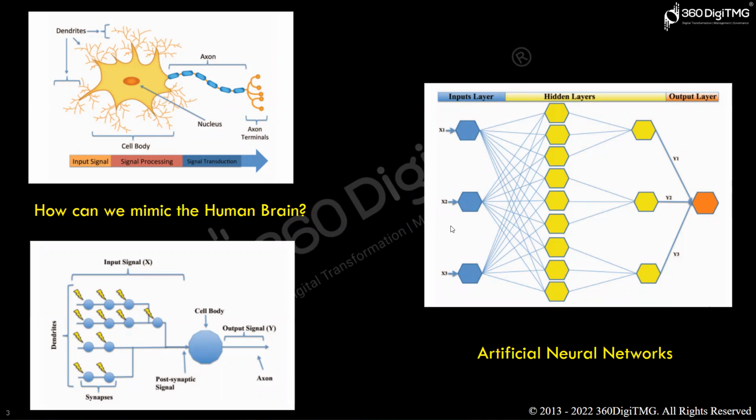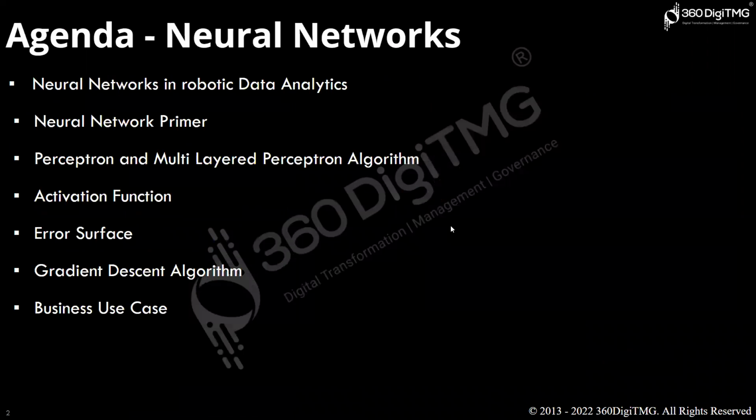We're going to see what the agenda is, guys. Neural networks in robotic data analytics. So how are we going to implement this neural network in robotic data analytics? Robotic analytics is nothing but where you have different types of things where you see how the robot is going to work. Basically, you're going to see how the robot is implemented with these artificial neural networks. So what are the things you have to do?